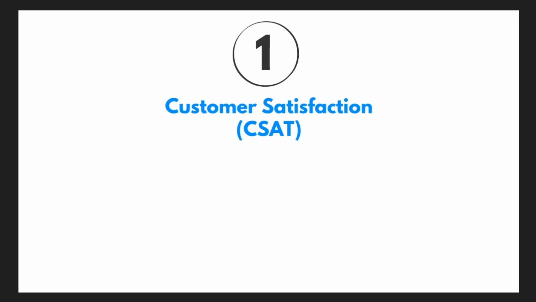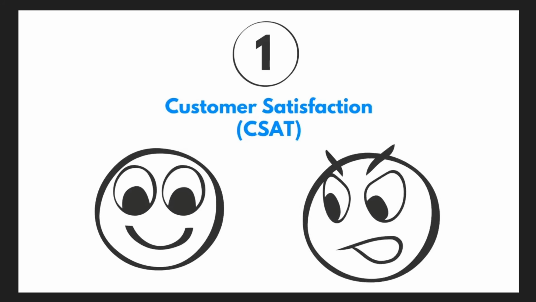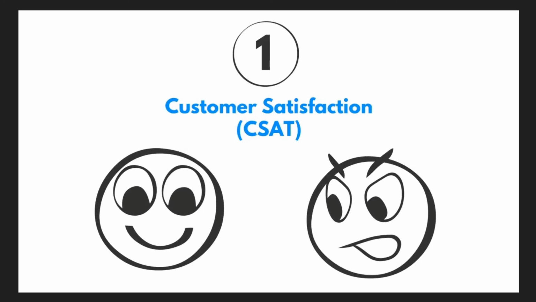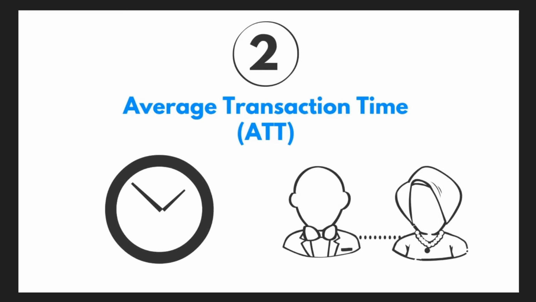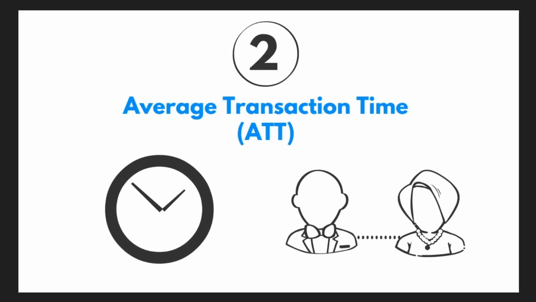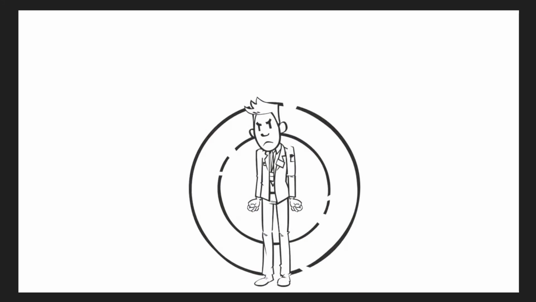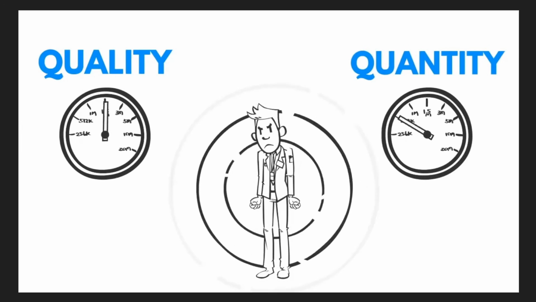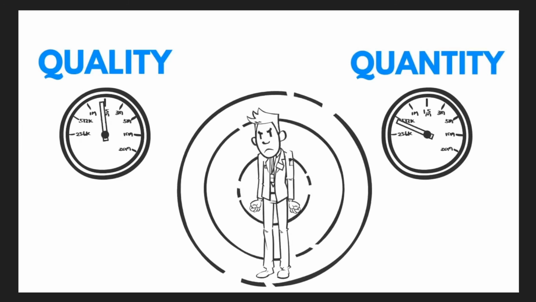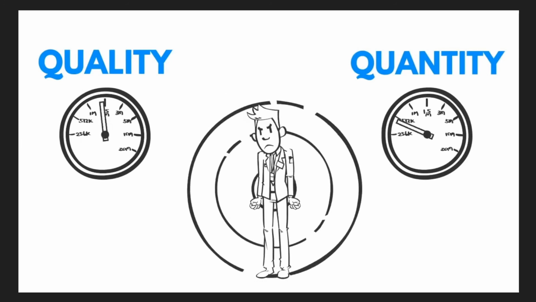Number 1. Customer Satisfaction, or CSAT. This score indicates how satisfied customers are with the service they receive. Number 2. Average Transaction Time, or ATT. This is the average time an employee spends on a given customer transaction. These two performance indicators are used to understand how the relationship between the quality and quantity of an employee's work was impacted by the presence of toxic coworkers.